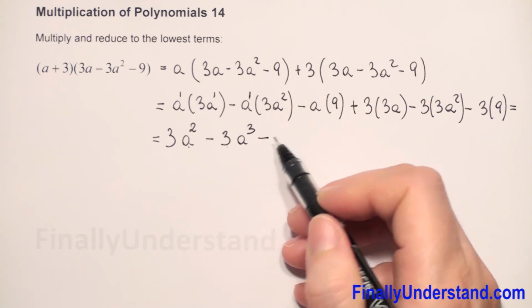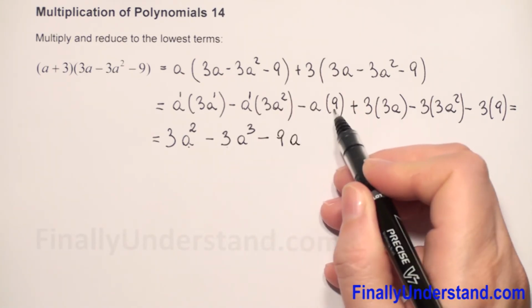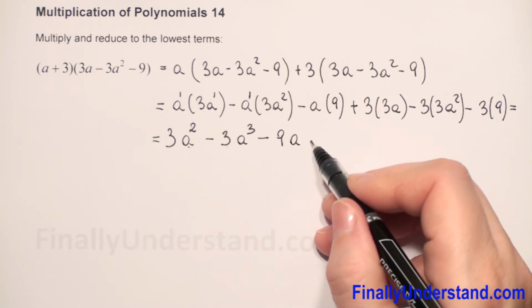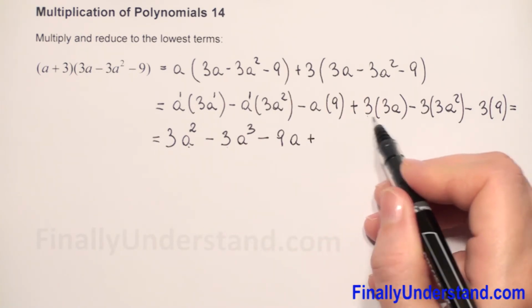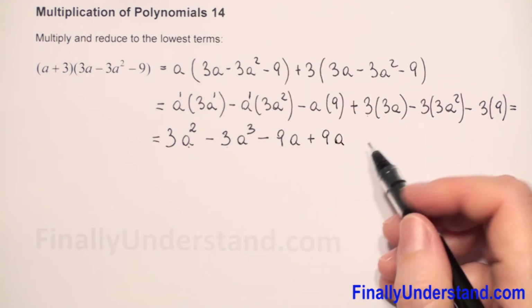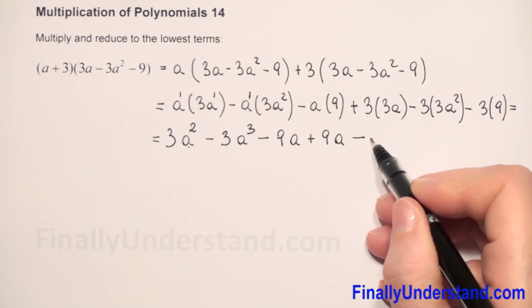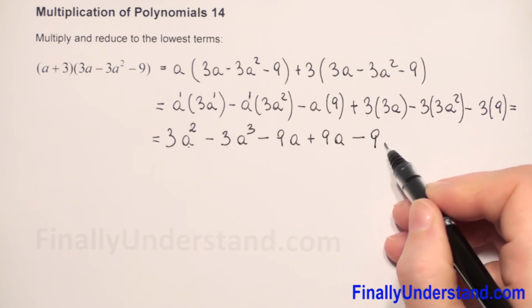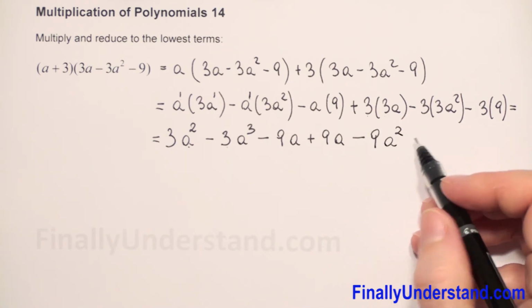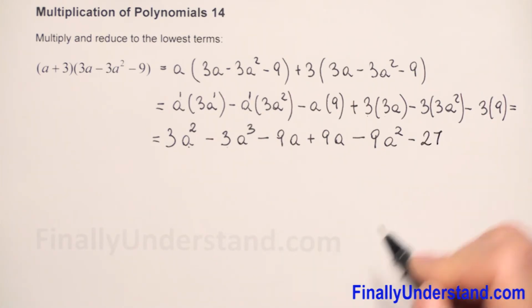Next, negative sign we copy. First we write the number, and next the variable. So we have a times 9 is 9a, the same. And next we have positive sign. 3 times 3 is 9, and we copy a. Negative sign we have to rewrite, and 3 times 3 is 9. A squared we have to rewrite, and next we have negative sign. 3 times 9 is 27.